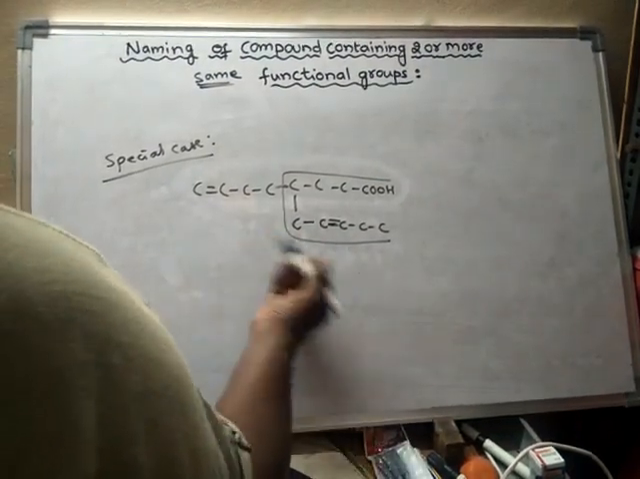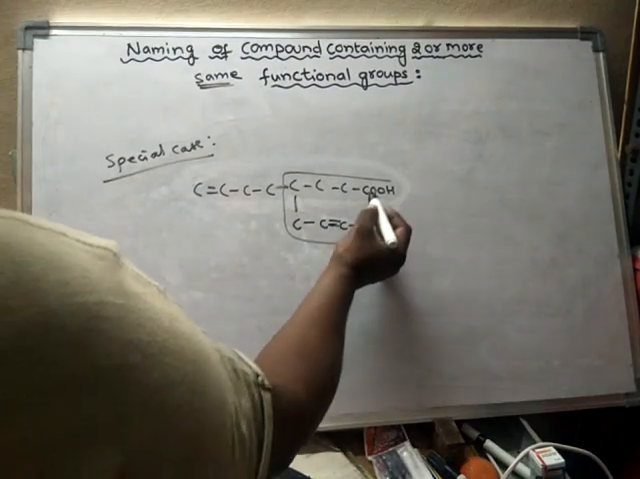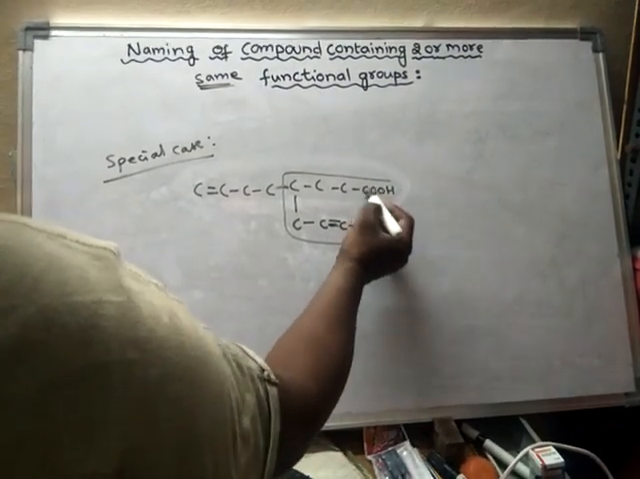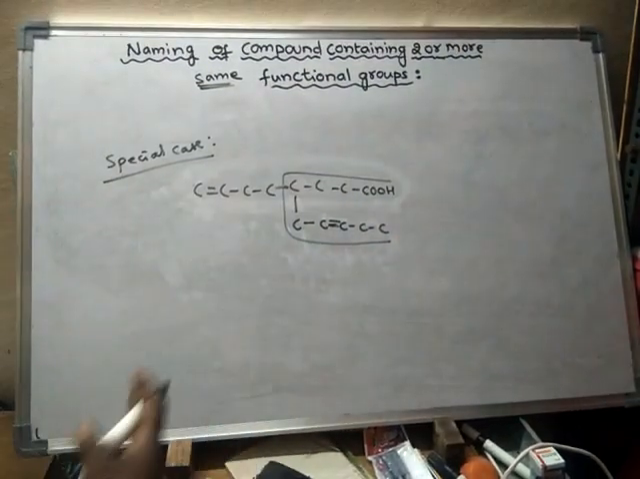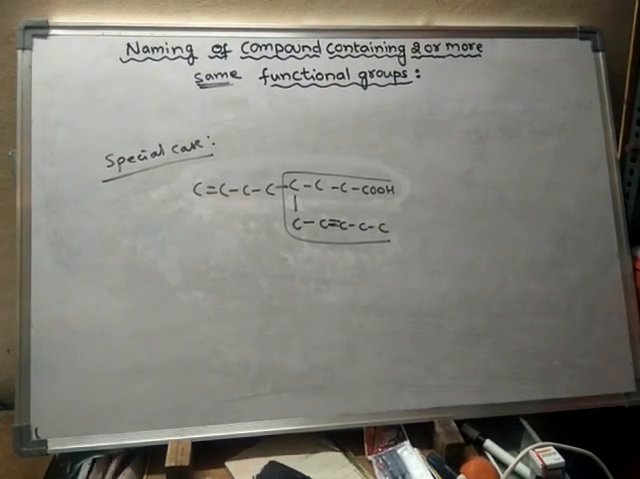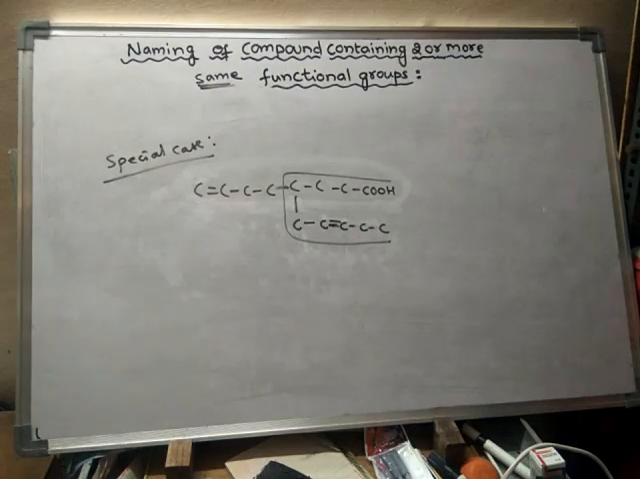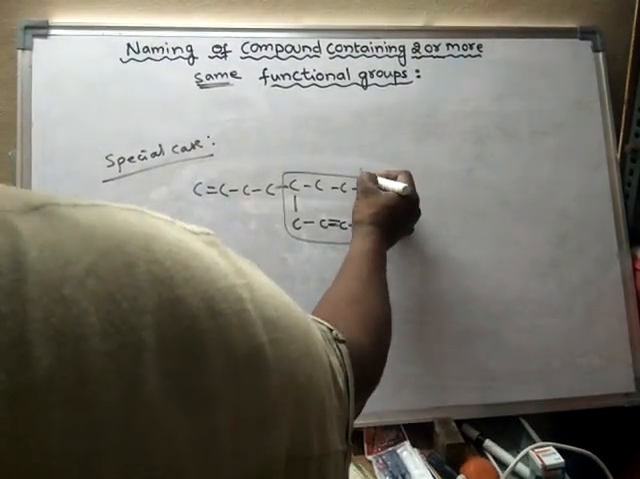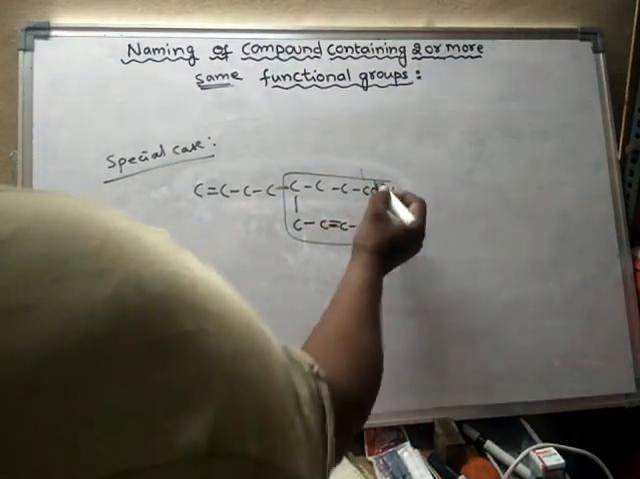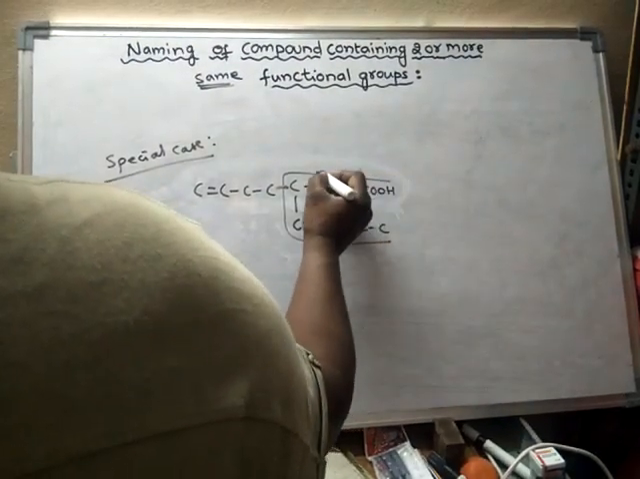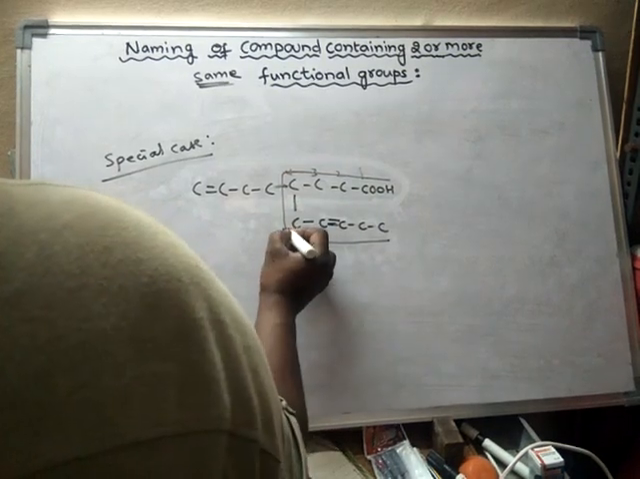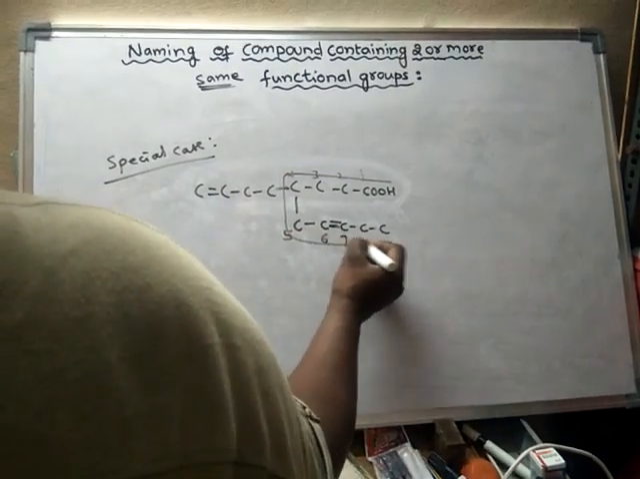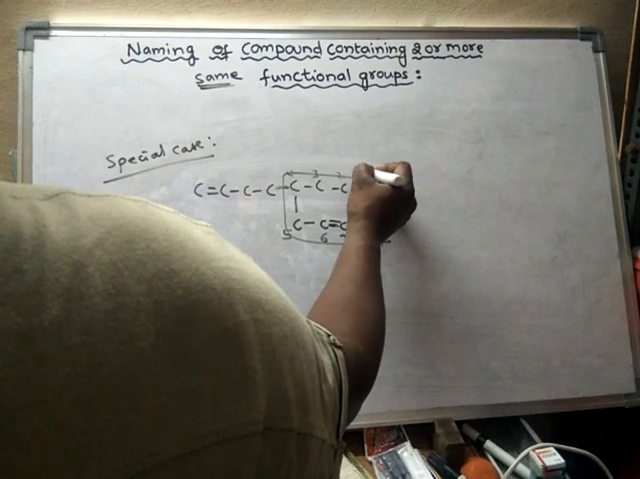So here numbering should be done. The carbon bearing the functional group should always get the lowest possible number. As it is a chain terminating functional group, the number 1 should be given to this one. First carbon, second carbon, third carbon, fourth carbon. This will become the 5th, 6th, 7th, 8th and 9th.